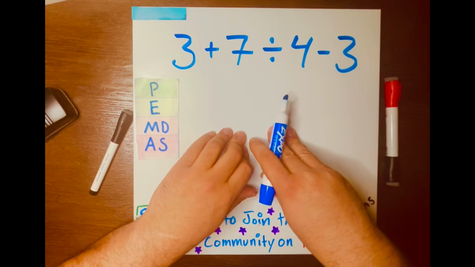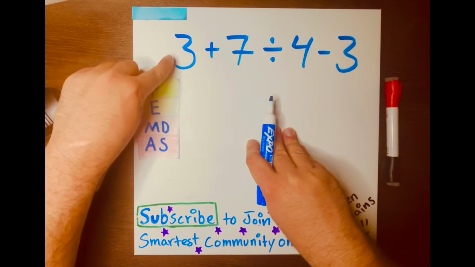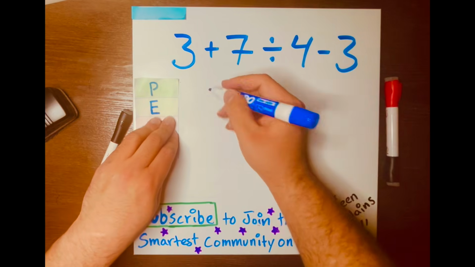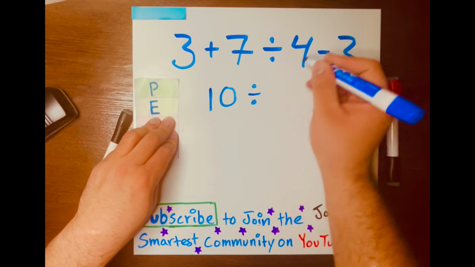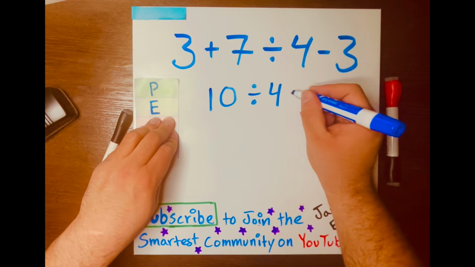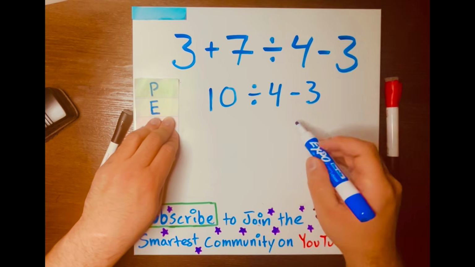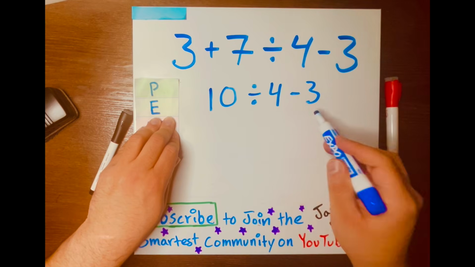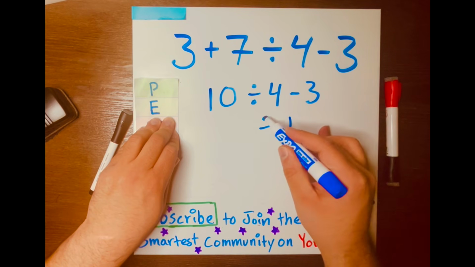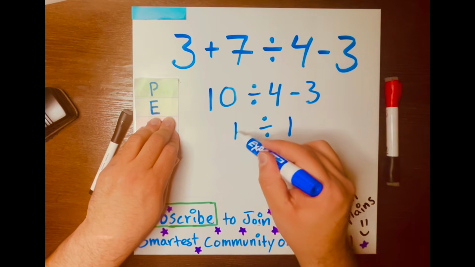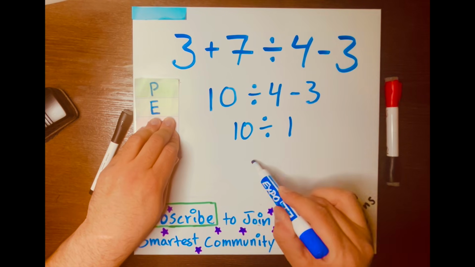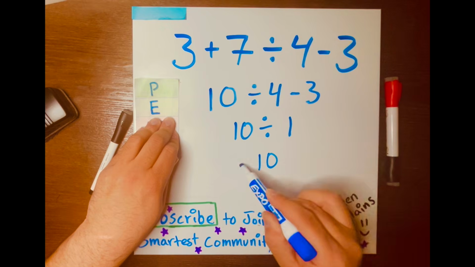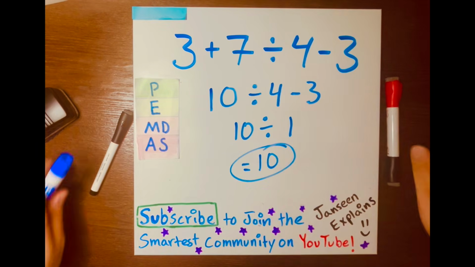And let's begin solving this math problem. Some people will start with 3 plus 7 and write 10. Then bring down the division symbol, the 4, the minus 3. Then they'll subtract 4 minus 3, which is 1. They'll bring down the division symbol and then the 10. Then they'll divide 10 divided by 1, which equals 10. And 10 is the answer.